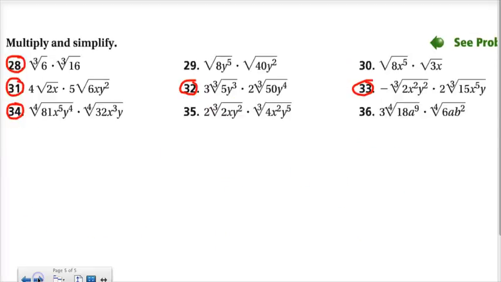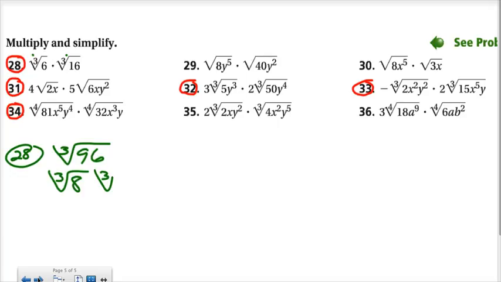All right, on the next page, things got a little easier for a little while when you go to number 28. Those are both cubed roots, so you always check that index, and then you figure out what 6 times 16 is, and that comes out to 96. Then you start thinking of any perfect cubes that will go into that, and it might take you a little bit, but you get the cubed root of 8 and the cubed root of 12. And the cubed root of 8 is 2, so we have 2 cubed roots of 12.